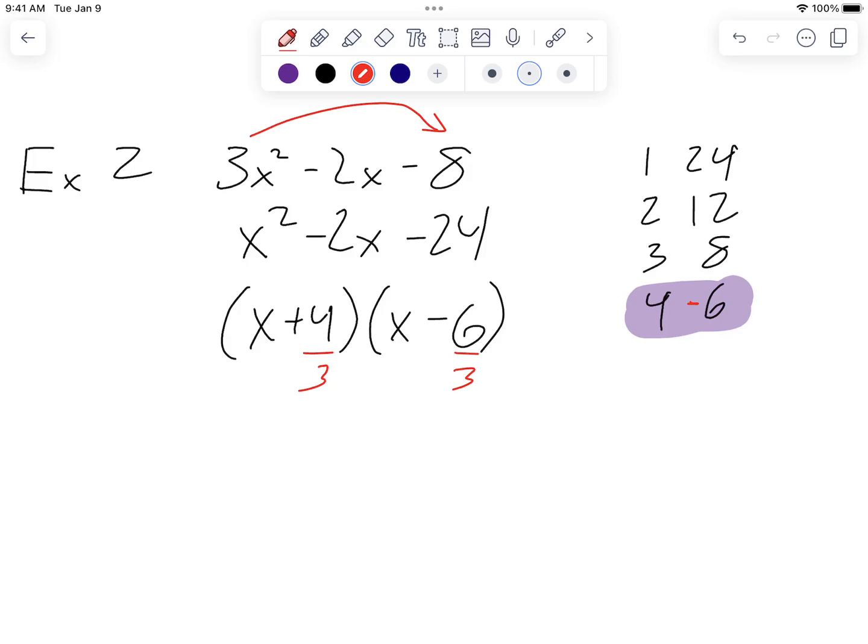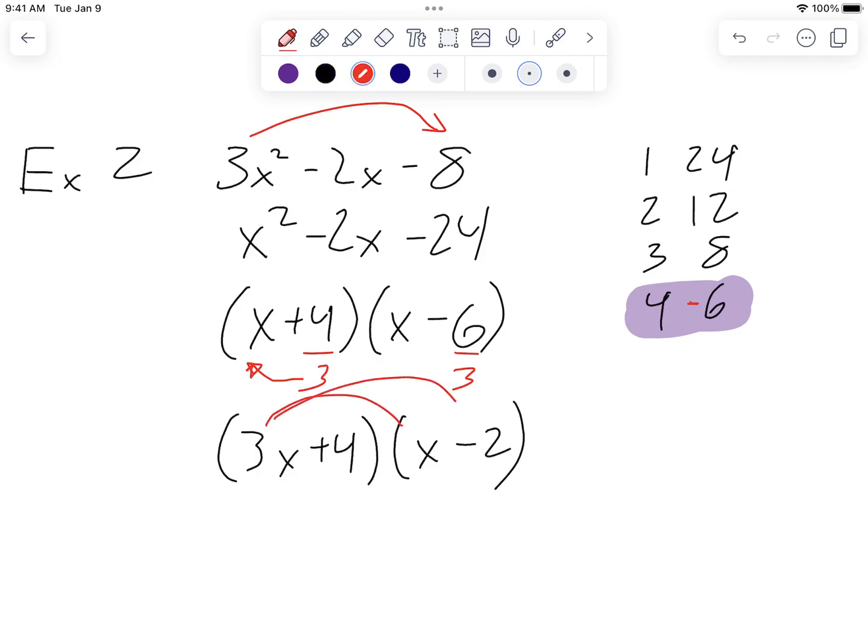In this case, the first one doesn't reduce. 4 over 3 doesn't reduce, so the 3 will move in front of the x. And on the second one, the 6 over 3 does reduce. That divides to 2, so x minus 2. Now, let's see if this worked. Let's double check our work.